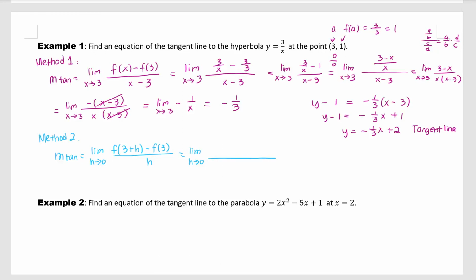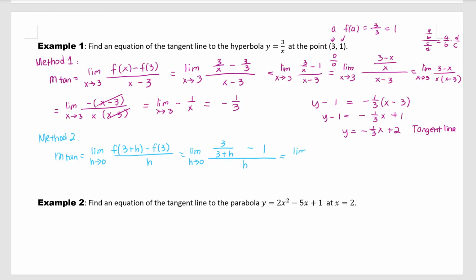And what is f of 3 plus h? Well, that means whenever you see x, we replace x by 3 plus h. Minus f of 3. F of 3, we know that's 1 over 3.